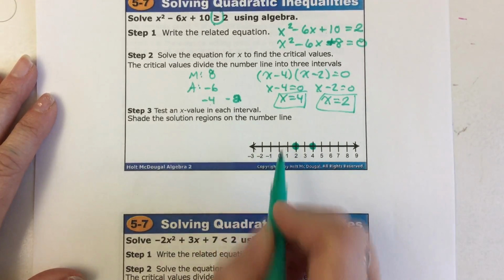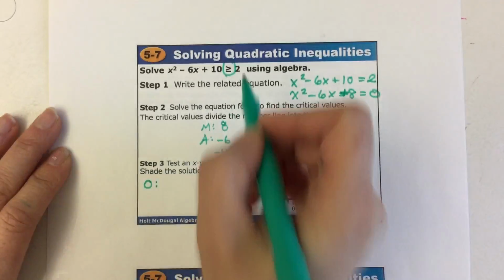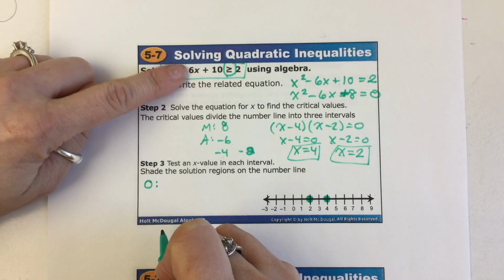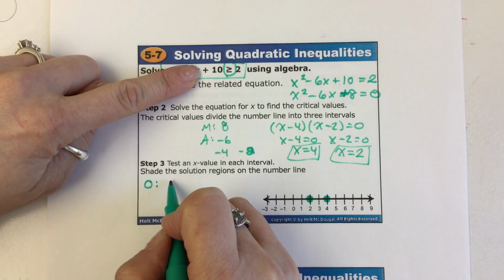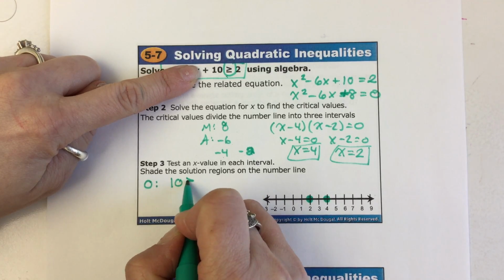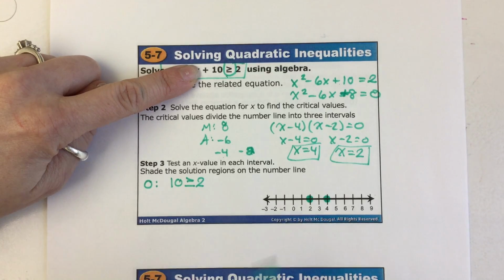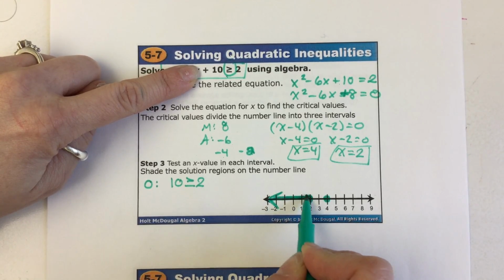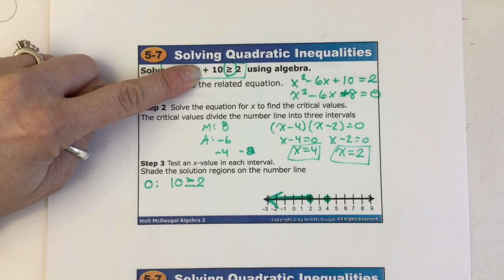If I try to the left, I'm going to try 0. Go back to the original. 0 squared is 0. Minus 6 times 0 is 0. So when I test 0, I have 10 is greater than or equal to 2. Well, that's true. So that means the interval or the region where 0 is, that's going to be true. So I do shade it. So I'm shading to the left.